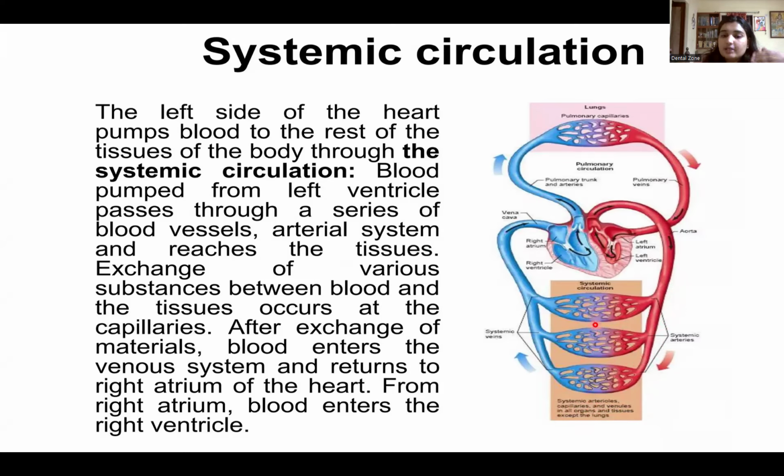Then the small veins will convert into systemic veins, and from there it will enter the vena cava. From the vena cava it will go to the right atrium, from the right atrium to the right ventricle, and from the right ventricle it will go to the pulmonary artery. So this is all about systemic circulation, right?